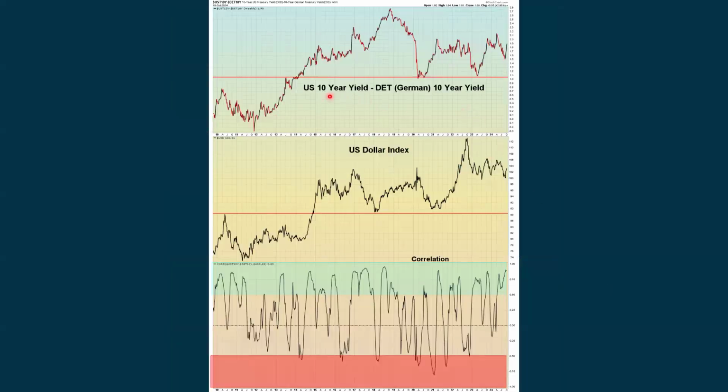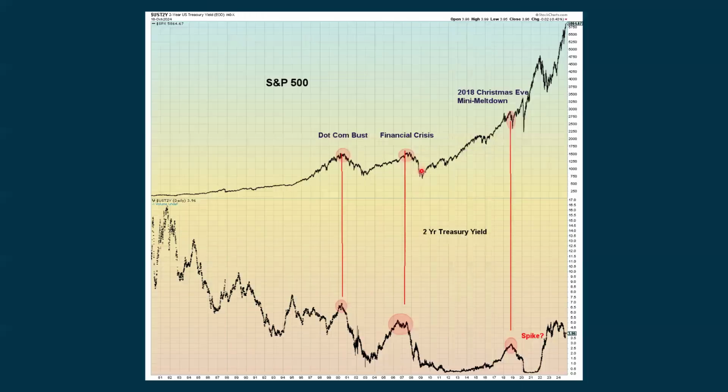Then we take the US 10-year yield on top and we subtract the German 10-year yield. And then we compare that with the US dollar index. And the dollar's been rebounding lately, even though it's still in a downtrend. But we can see that the top part and the middle part of this chart, there's a high correlation between the two as we watch the interaction of interest rates with currencies.